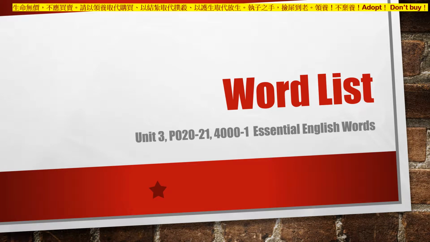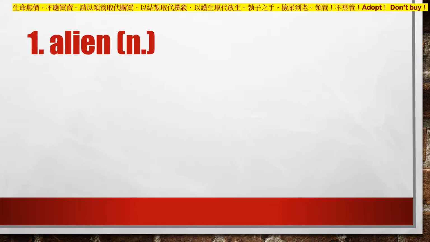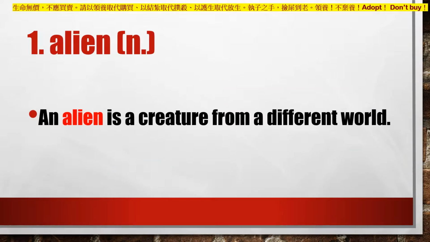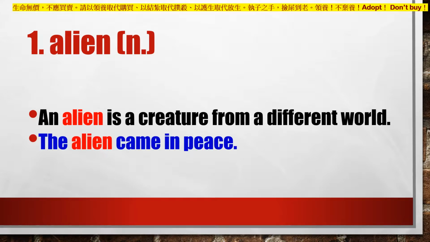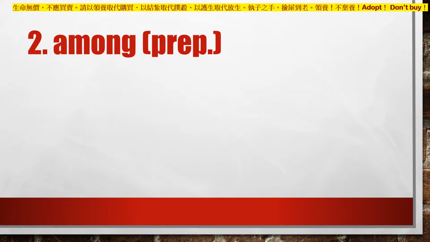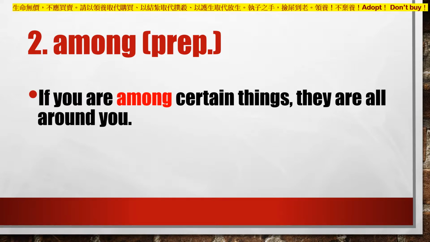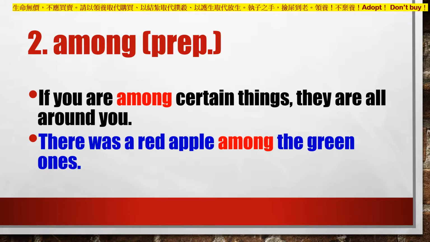Unit 3. Word list. Alien. An alien is a creature from a different world. The alien came in peace. Among. If you are among certain things, they are all around you. There was a red apple among the green ones.